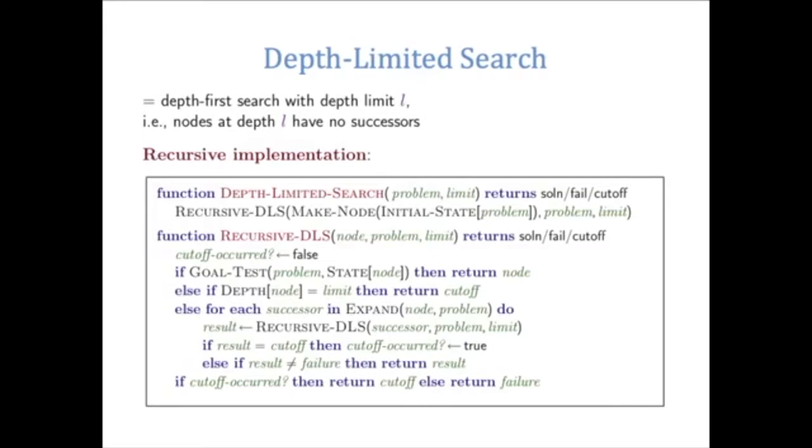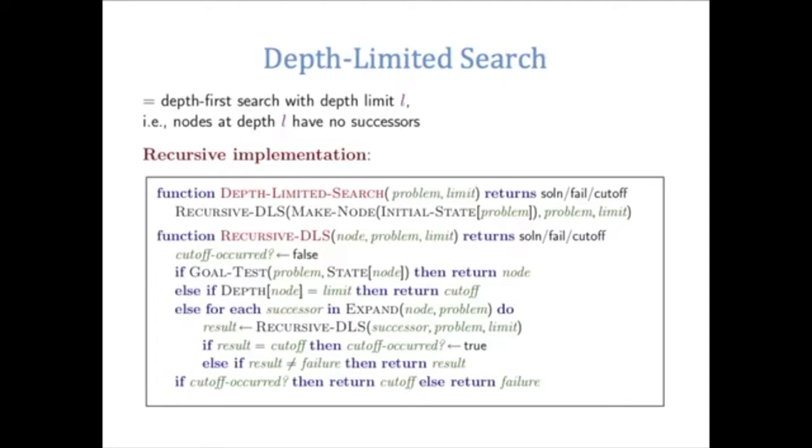If our goal was reached, then we return the node that we have found as a solution. Otherwise, if we've reached the depth limit, then we return cutoff. Otherwise, we expand normally, except that we don't expand any nodes below the cutoff.